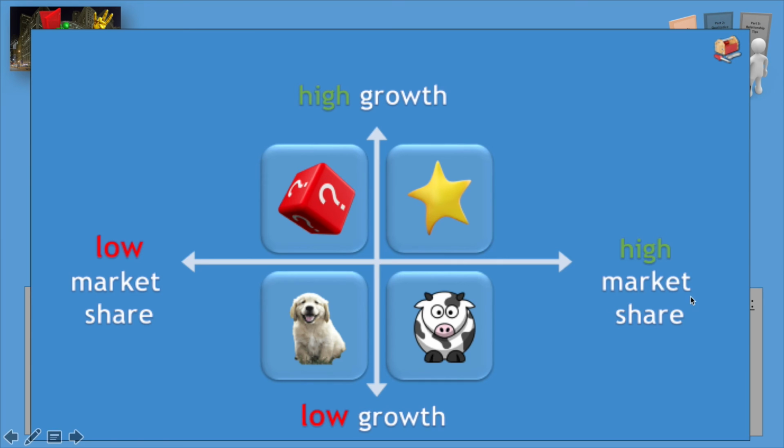This is high market share, high growth. That's called a star, which my son Matthew said is a star from Mario. Then you got the cash cow, which means low growth, high market share.